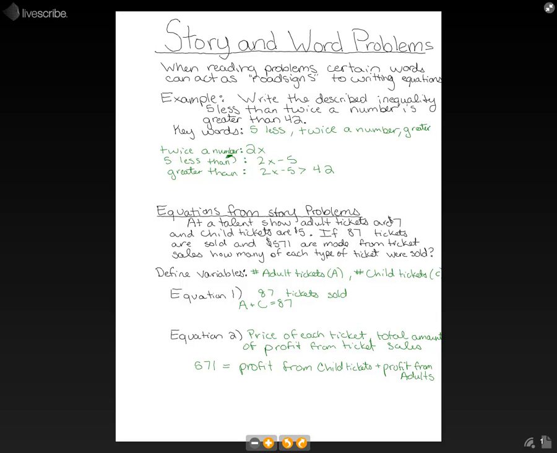So, we need to come up with a way of thinking of our profit. Well, we know that the number of tickets are represented by our variables, and we know the price per ticket. So we can use that to come up with the profit equation. So our 571 is just going to equal the number of the ticket times the price of the ticket.